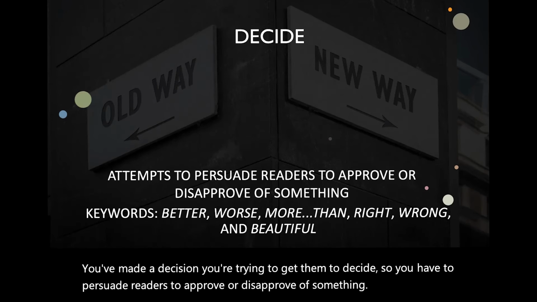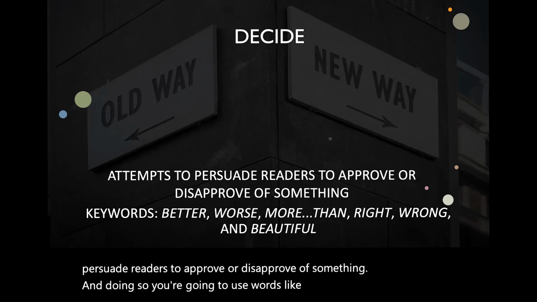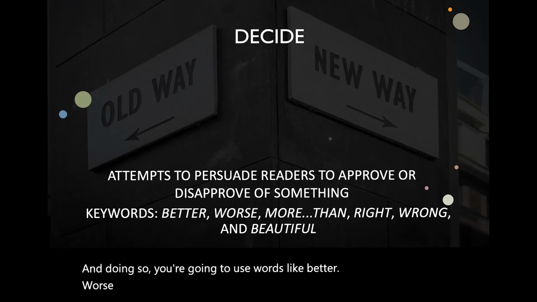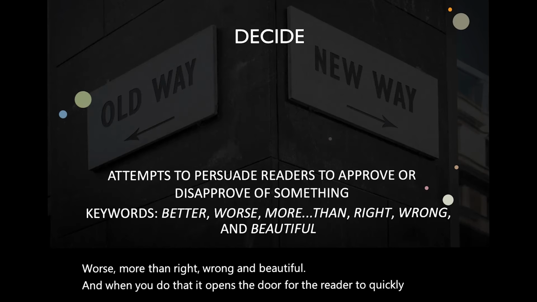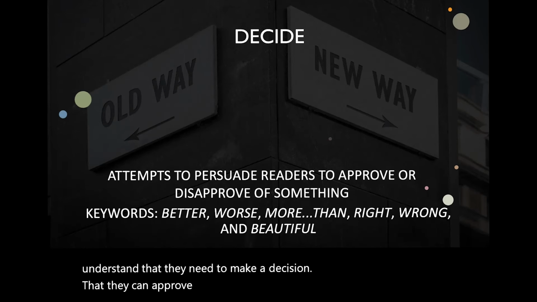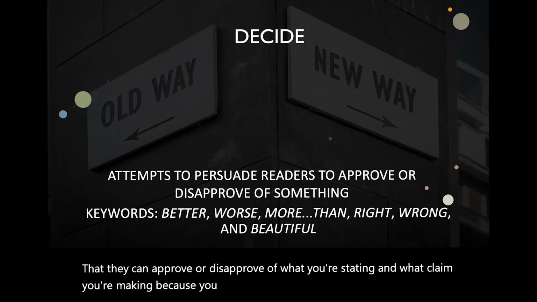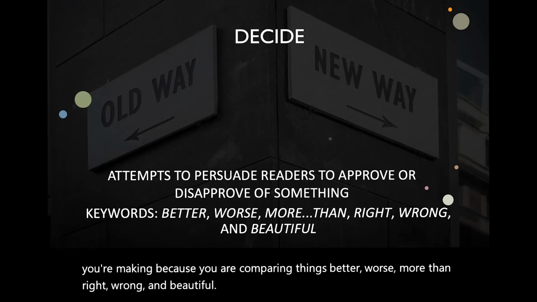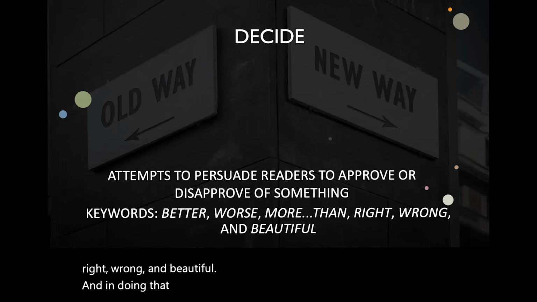In doing so, you're going to use words like better, worse, more, than, right, wrong, and beautiful. And when you do that, it opens the door for the reader to quickly understand that they need to make a decision, that they can approve or disapprove of what you're stating and what claim you're making, because you are comparing things: better, worse, more, than, right, wrong, and beautiful. And in doing that, you also use adjectives to help to state your claim.